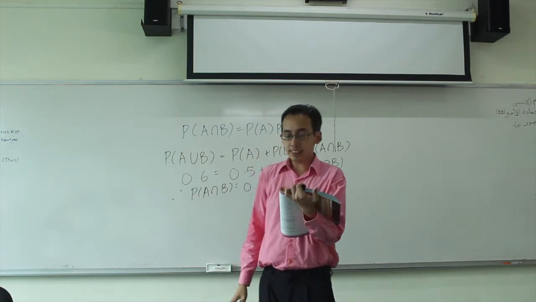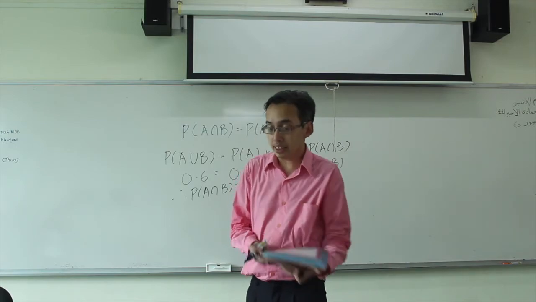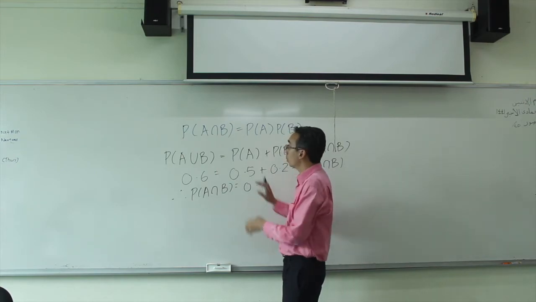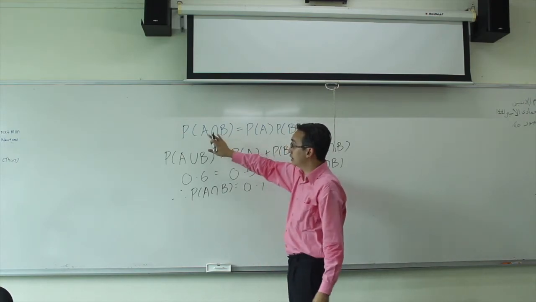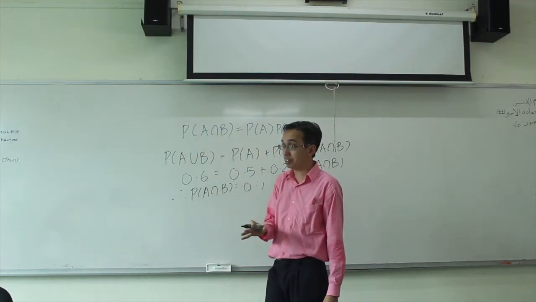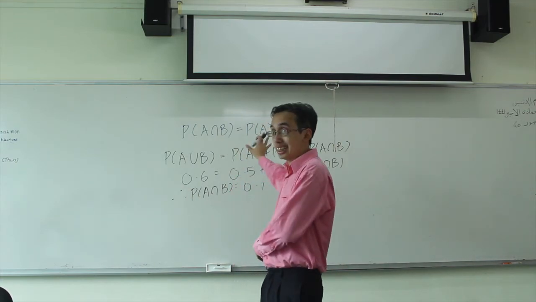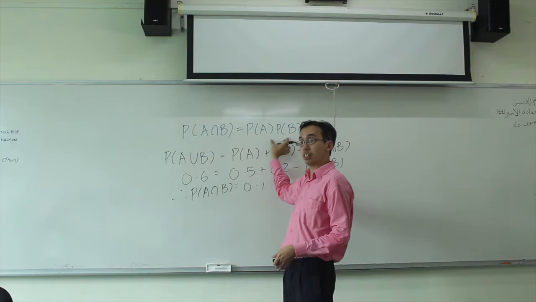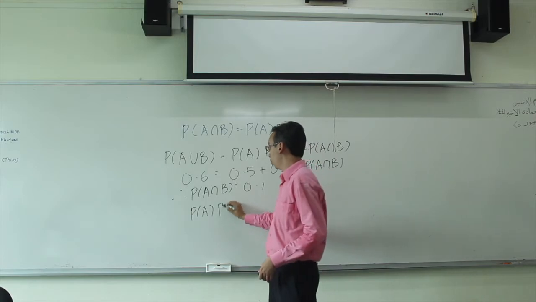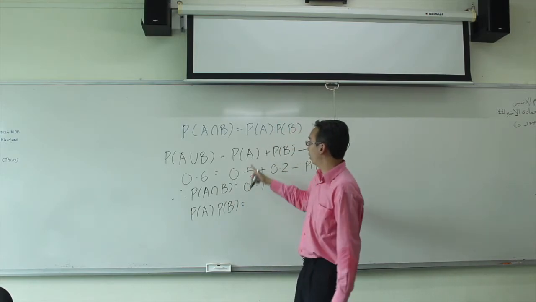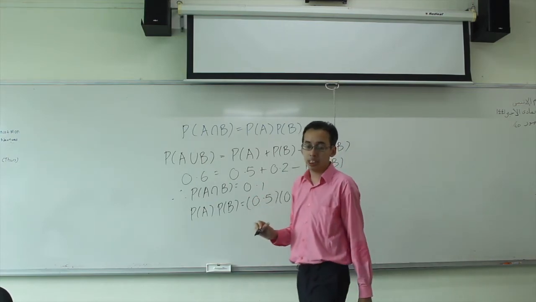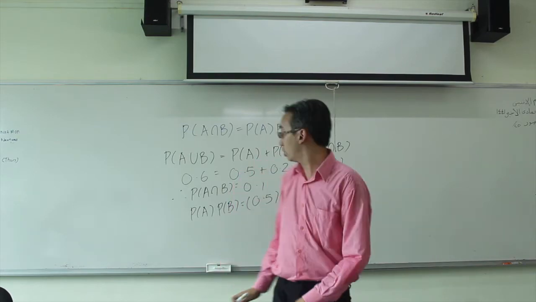So what does this tell us? We need to check whether it's independent. We have probability of A intersect B to be 0.1. On the left, probability of A intersect B is 0.1. On the right, it has to be 0.1 if it is independent. If it is not, then it will be another number. So let's check the one on the right. Probability of A times probability of B: our A is 0.5, our B is 0.2. When we multiply these two together, we get 0.1.